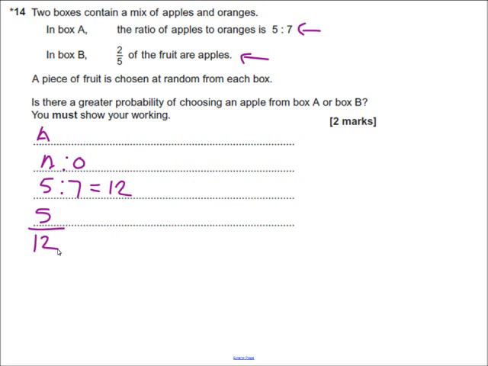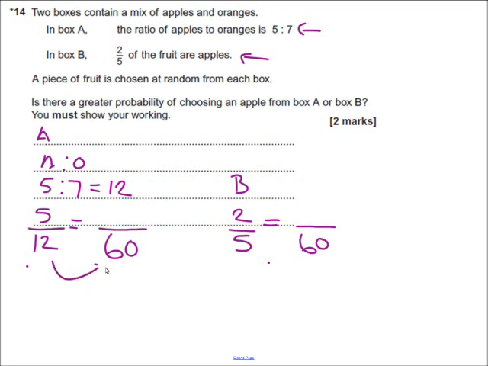We know that in box B, we have a proportion of apples, which is 2/5. And what we need to do is to compare. So this is a question on equivalence of fractions. So I need to put the apples in box A and the apples in box B with the same denominator so I can compare the two to find out who has the most. Now the number that is common to 12 and 5 is 60. So they both need a common denominator of 60.